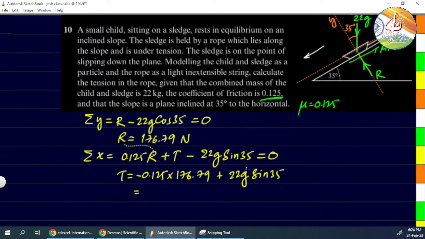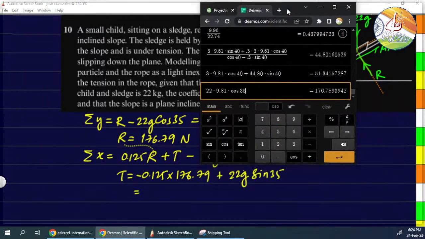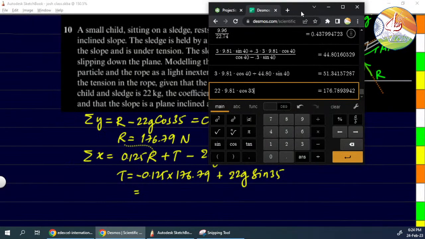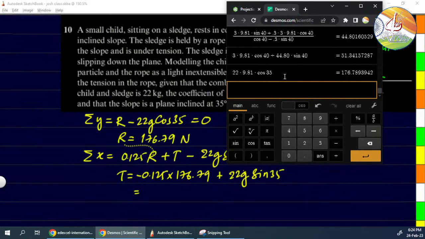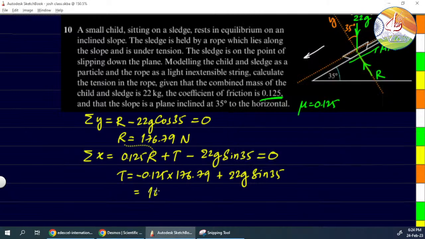So what do we get? Minus 0.125 into 176.79 plus 22 into 9.81 into sine 35. So 101.69, correct? So this is the value of tension in the rope. Okay, that's it.